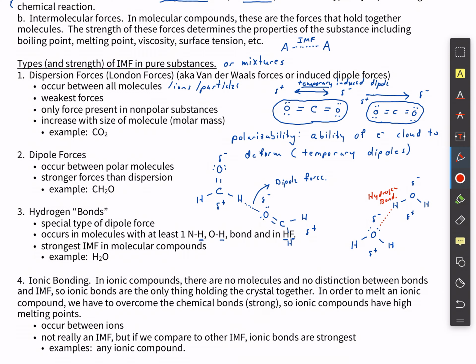Now notice formaldehyde has H and O, but they're not connected to each other in the molecule. In formaldehyde, the C is connected to the H, and the C is connected to the O. And so the dipole forces that form are not considered hydrogen bonds. They're weaker.